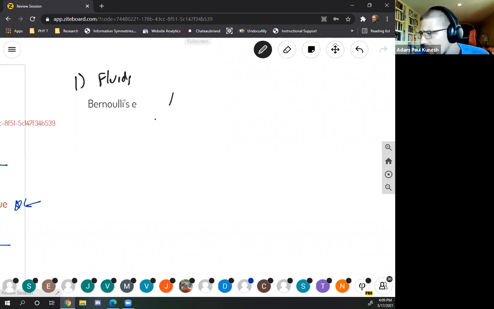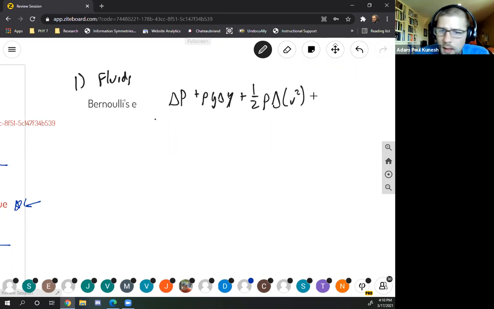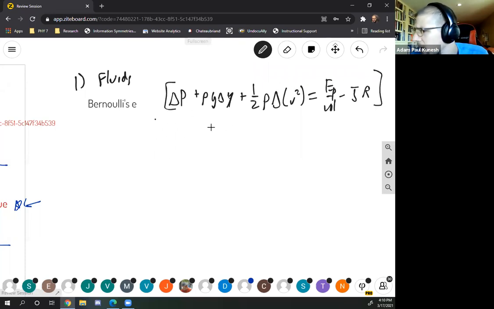Bernoulli's equation is written as the change in pressure between two points, plus the change in height between two points scaled by density times gravity, plus 1/2 the kinetic term, which is the density times the change in the square of velocity, Δ(v²), equal to the energy input by the pump per unit volume minus the current times the resistance, the resistive term. So each of these terms represents an energy density. An energy density here meaning an energy per volume. So each of these is an energy density.